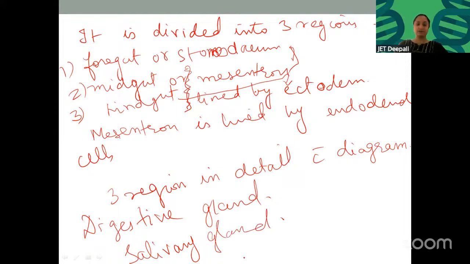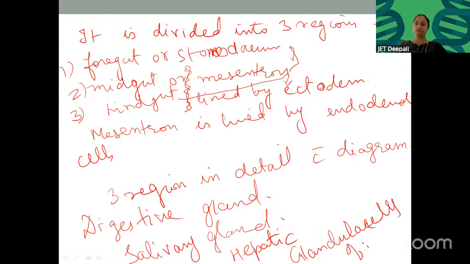Hepatic caeca, what are the hepatic caeca? What is their use? You have to mention it, okay? And then the glandular cells of the mesenteron. This is the way you will complete your answer to this question. Write in detail about the whole three regions, about the digestive glands, about the salivary gland. Draw the diagram. This will complete your answer. If you write it in this manner, then there are chances that you will get good marks and get 8 out of 8 also.